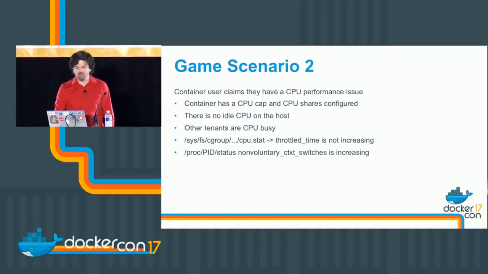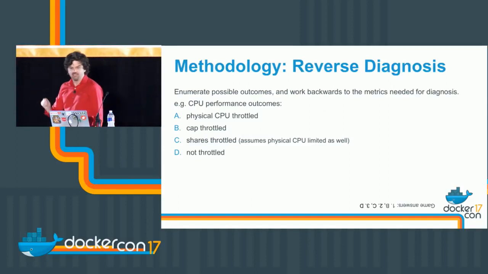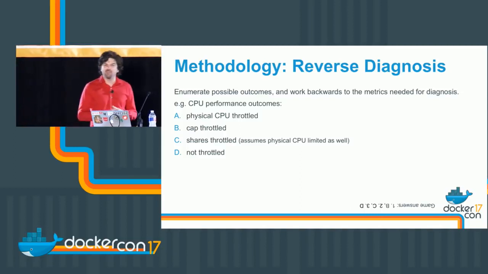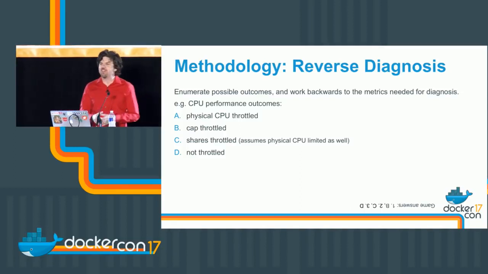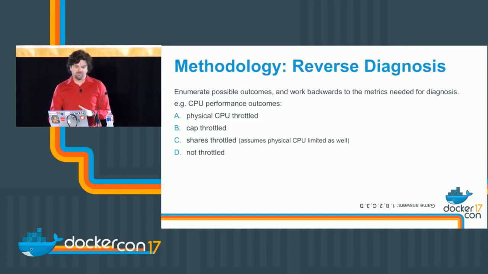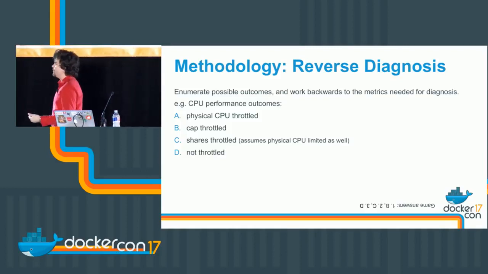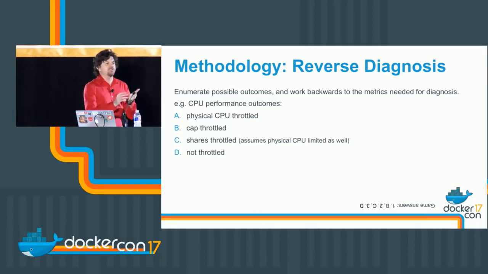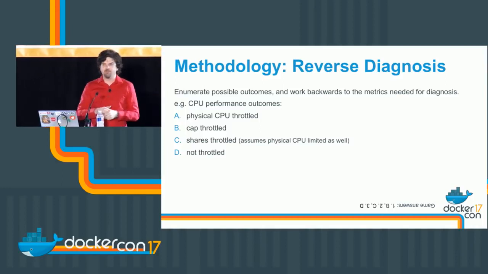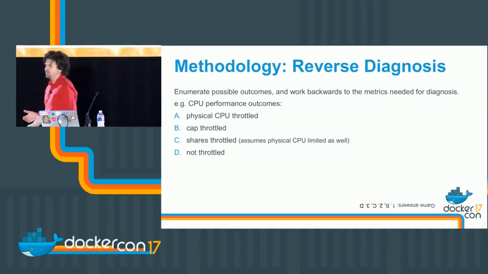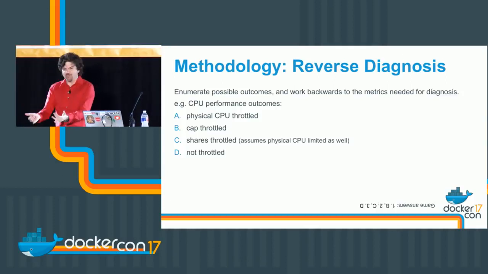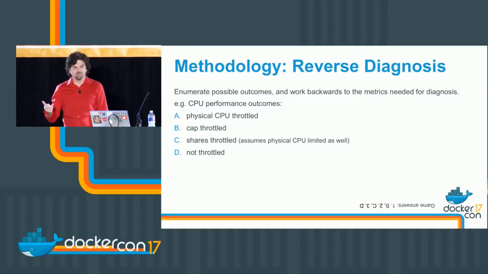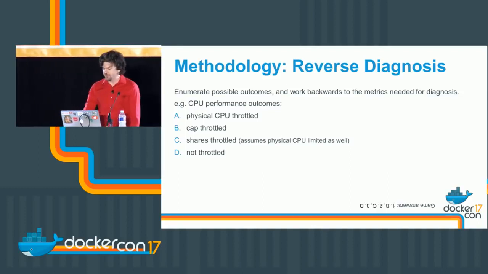In the slides I have a couple more of these games, and I've put the slides on SlideShare already. And trying to explain this to other people, I realized I needed a new methodology, so I've temporarily called it reverse diagnosis. Let's enumerate the possible outcomes, which is we're either physical CPU throttled, or we are cap throttled, or we are throttled on shares, asterisk. If you're throttled on shares, you're throttled on the physical CPU as well. Or you're not throttled, which can be a scenario as well. Once you understand those outcomes, you can then work backwards, like what metrics do I need to positively identify those outcomes? And you can do this methodology for the other cgroups as well.